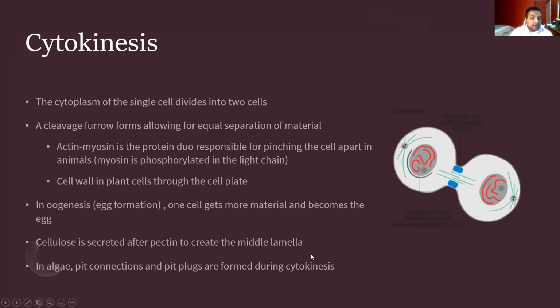Cellulose is secreted after pectin to create the middle lamella. This is a portion of the cell wall prior to the cleavage furrow. The middle lamella is going to define the center, kind of thing. In algae, pit connections and pit plugs are formed during cytokinesis. This shows up once, maybe. But this is a good clue for cellulose to know.